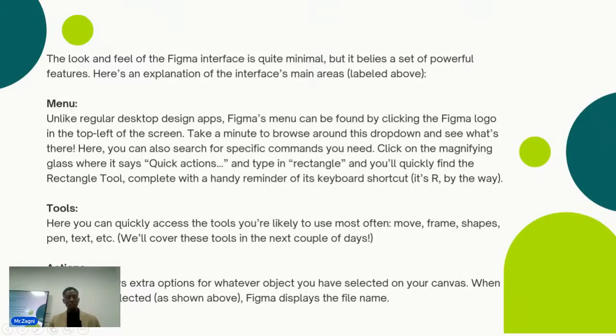We'll cover these tools in the next couple of days. So action area, this area shows extra options for whatever objects you have selected on your screen. When no object is selected as shown above, Figma displays the file name.